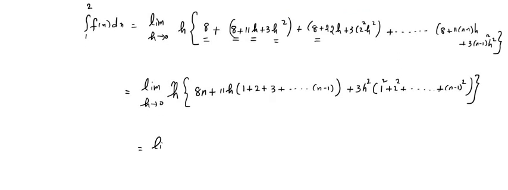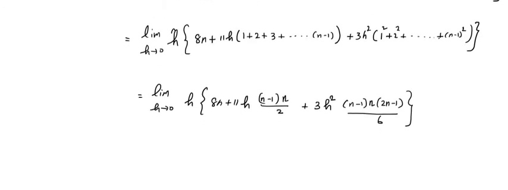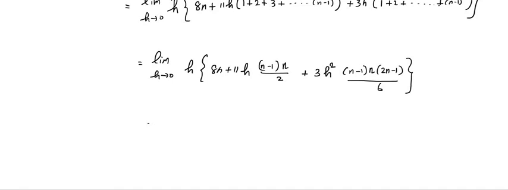That is equal to limit h tends to 0, h times 8n plus 11h into, what is the formula for this? N minus 1 into n by 2, the sum of the first n minus 1 natural numbers, plus 3h square. What is the formula for this one? The formula is n minus 1 into n into 2n minus 1 by 6. Therefore, we have applied the formula. That is the third step. Understood? The third step is applying the formula, recalling the formula and substituting the proper formula. Now, what is the next step? Next step, after applying the formula, you take this h inside. If I take it inside, 8nh plus 11nh into, here we have what?